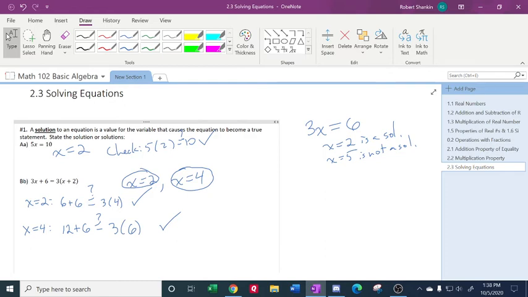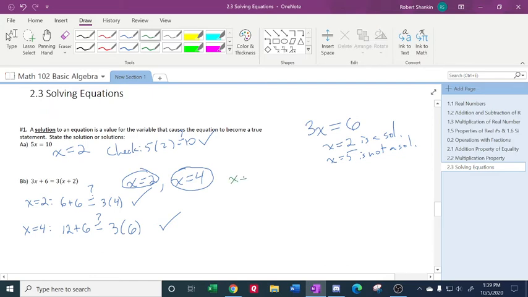Alright, I'm going to do something else here. Let's try x equals 1. If x is equal to 1, what would I get? 3 plus 6. Does that equal 3 times 3? Oh, yes, it does. I'm going to get 9 on both sides.